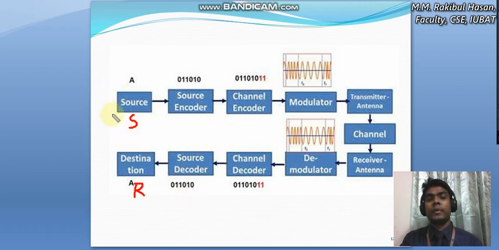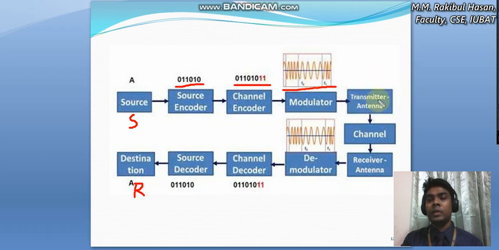So here is the sender. By using this encoder and this modulator, what will it do? It will convert this digital signal to analog signal. Here we have source encoder. Source encoder basically will find out the digital values, the bits, from this A. Then this channel encoder will add some other bits so that it can ensure the authenticity. Then the modulator, what will it do? It will convert this digital signal into analog signal.